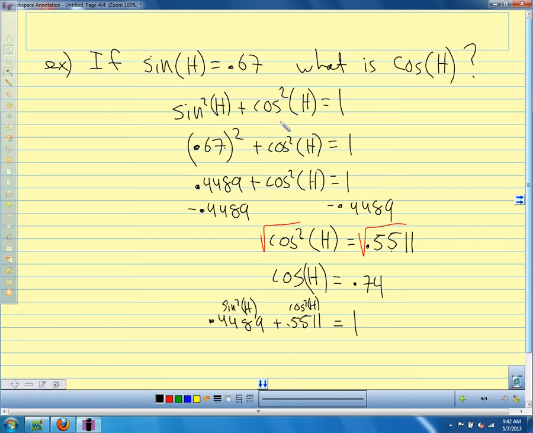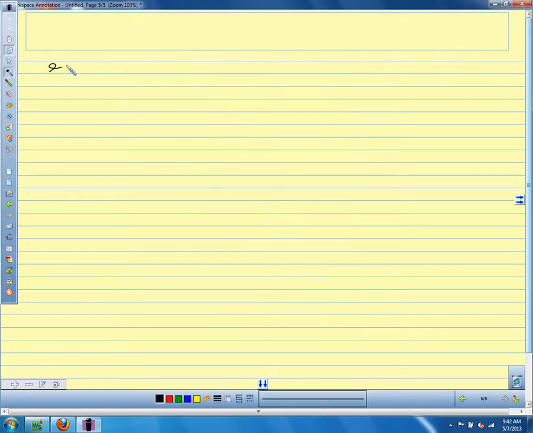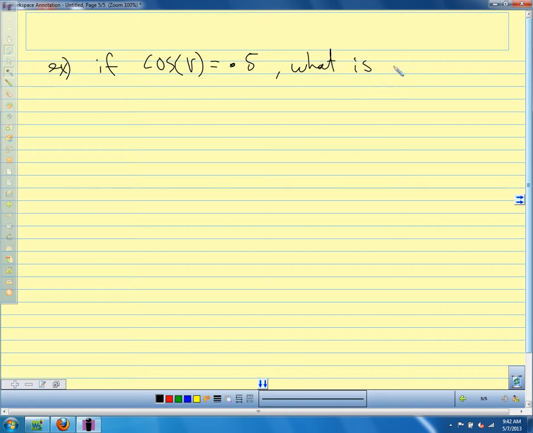All right, let's look at one more of these. Just want to make sure you understand the steps that we're using. And these are straight from your homework. So if you're writing these down, you'll have a couple of your homework problems done. If cosine v equals 0.5, what is sine v?